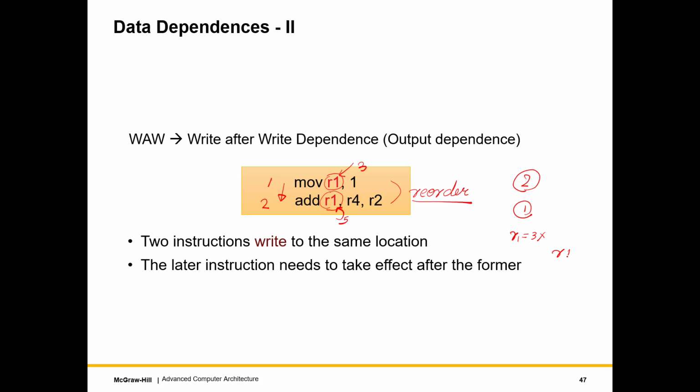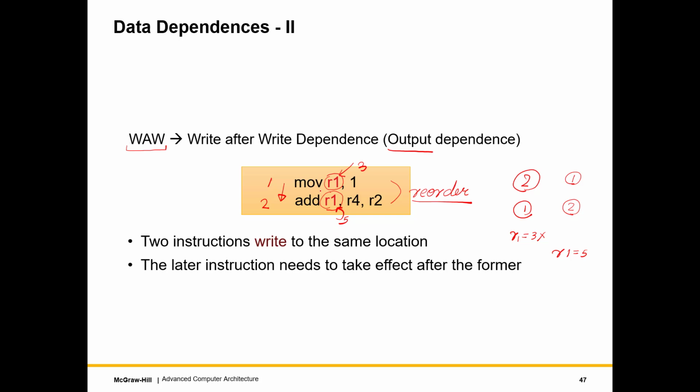The final value of R1 should be equal to 5, which means that in all out of order executions, we cannot break this write after write order, or write after write dependence, which is also called an output dependence. This cannot be violated, right? So this of course is not a true dependence. We will see why in the course of the next few slides. It is actually what is called a false dependence.